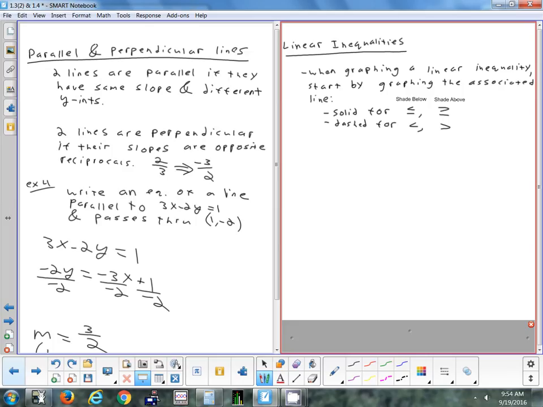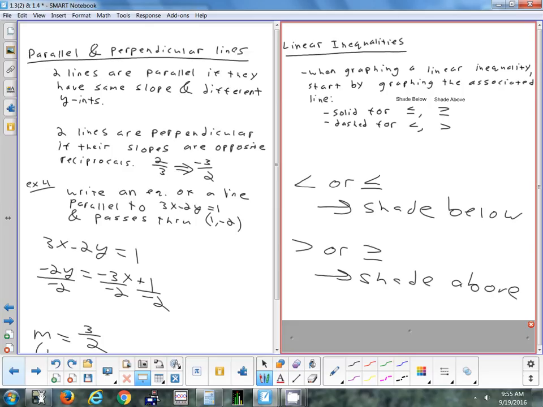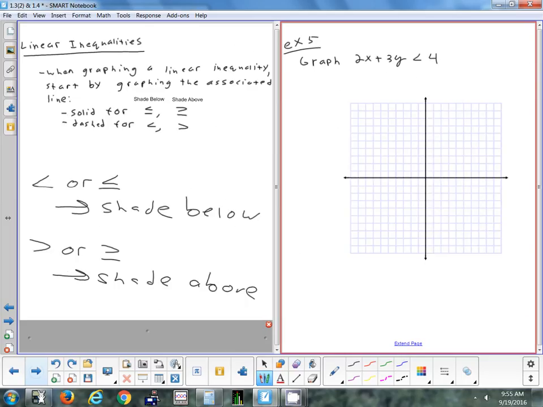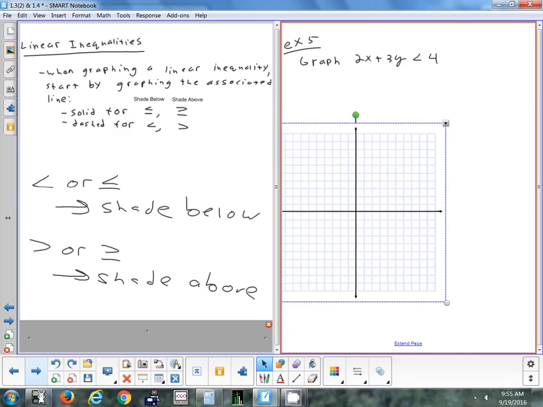Okay, and how do you know when to shade above or below? Less than or equal to? Think less than. Less than is lower, right? Below. If you ever have a greater than, or a greater than or equal to, think greater is higher, right? Shade above. Okay, so using these two rules, it'll tell us when we need to shade above or below, and whether it's a solid or a dotted line.